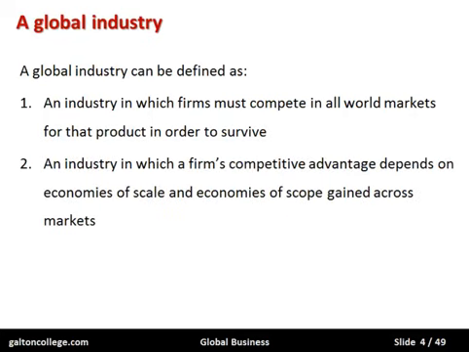An industry in which a firm's competitive advantage depends on economies of scale and economies of scope gained across markets. Well, both economies of scale and economies of scope are the subject matter of other videos, but very briefly, economies of scale means economies due to size, so bigger companies may have lower average costs. That may come about because they're able to get advantages from bulk buying and advantageous borrowing terms from banks by virtue of their size. They're able to employ specialist workers and specialist machinery and so on. So their size gives them advantages.